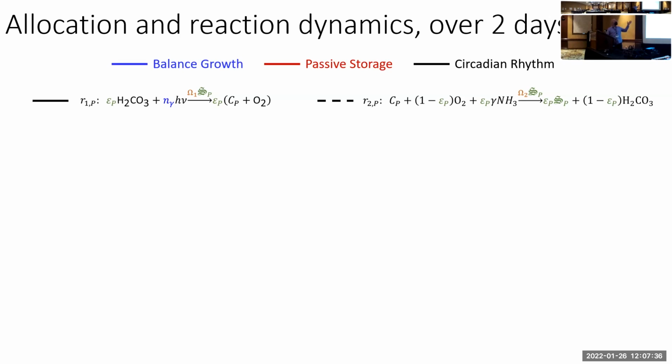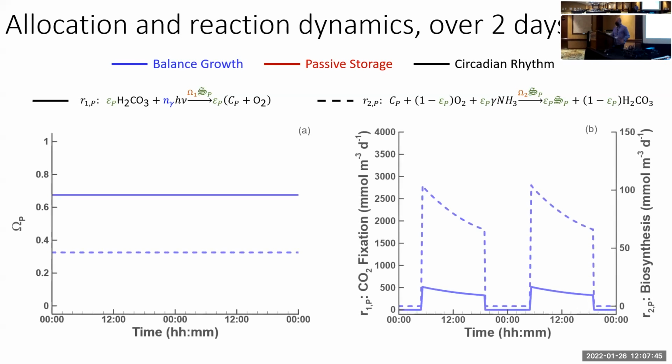And then the line that's solid represents the biosynthesis, and the dotted line represents the carbon fixation. So if you look at just the passive storage here, we can see about 65% of the resources are allocated to carbon fixation. And if you look at the two reaction rates here, there are two y-axes, the solid line goes to the carbon fixation. So here you can see that carbon fixation and biosynthesis have to occur at the same time because you have to maintain a constant C to N ratio.